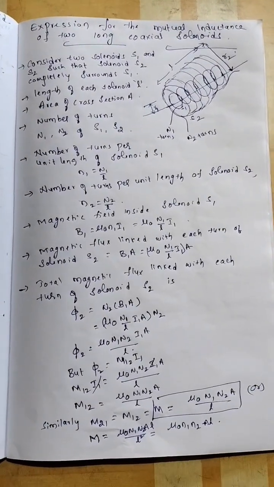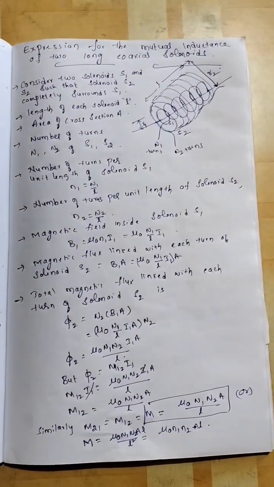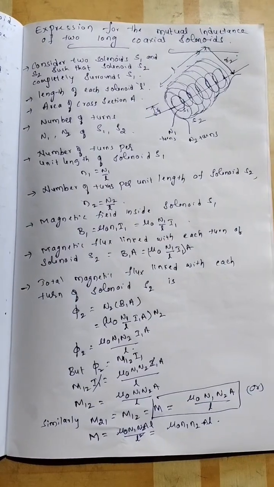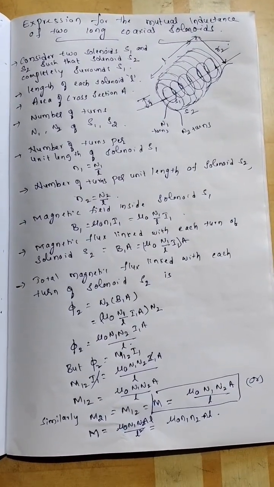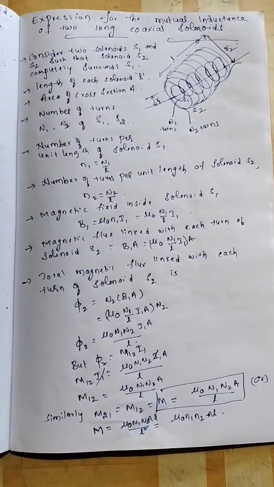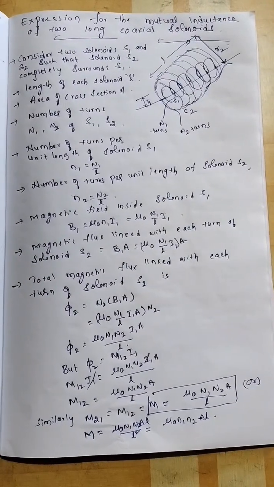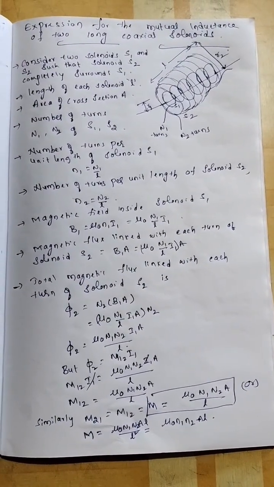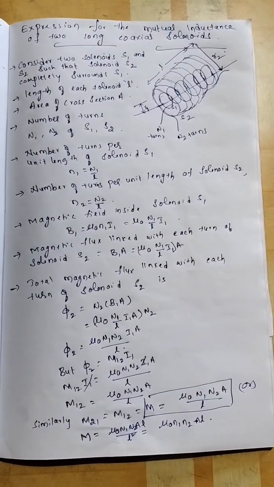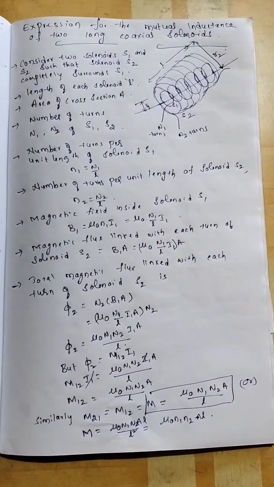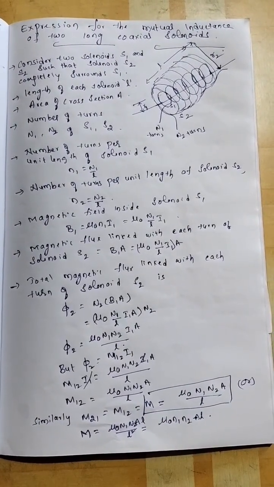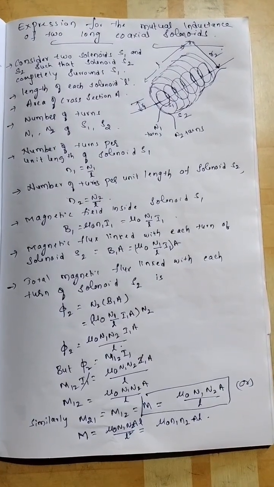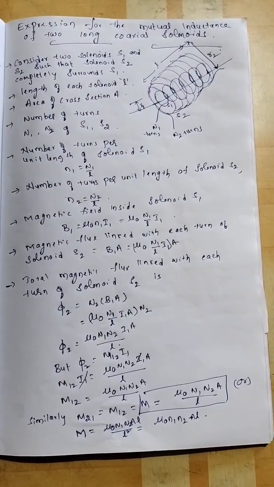Now let us write the number of turns per unit length, that is N1 by L. Let us denote this with a small letter n1, n1 equal to N1 by L. Similarly, the number of turns per unit length of solenoid S2, let us denote it with a small letter n2, that is equal to N2 by L. Now, the magnetic field inside the solenoid, the formula will be B equal to mu naught n i.